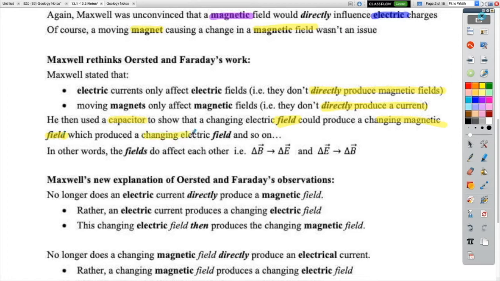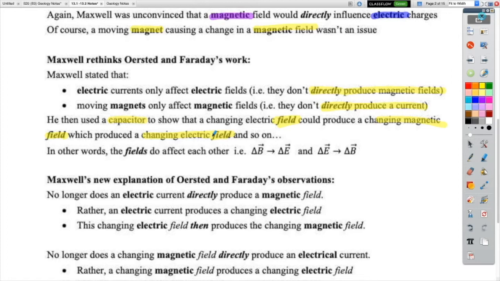Then what did that changing magnetic field do? It produced a changing electric field. Notice field is bolded and italicized here. The field part is important. So in other words, no, a changing magnetic field does not cause a current to change, but it can cause an electric field to change, right? An electric field to change.